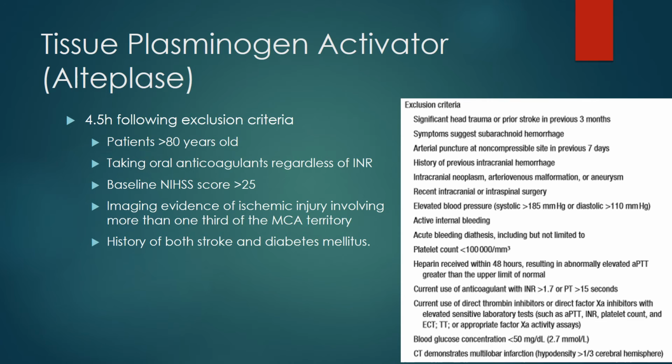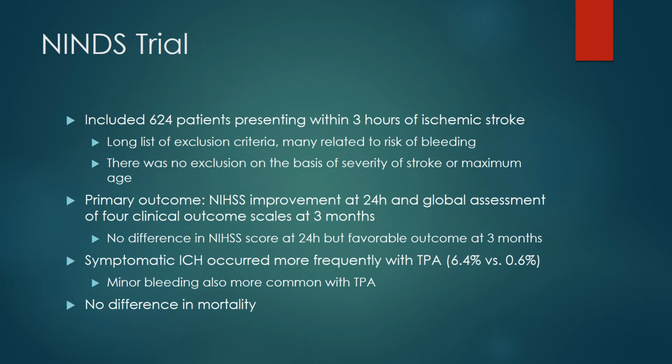That's just how it was studied, which I'll talk about in the next few slides. And that's patients older than 80 years old taking oral anticoagulants regardless of the INR, that elevated baseline NIHSS score, or a history of both stroke and diabetes.